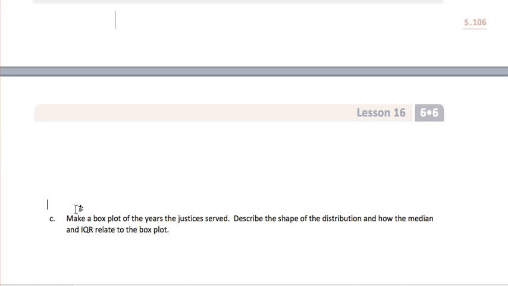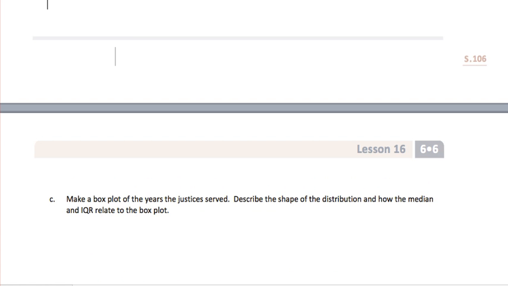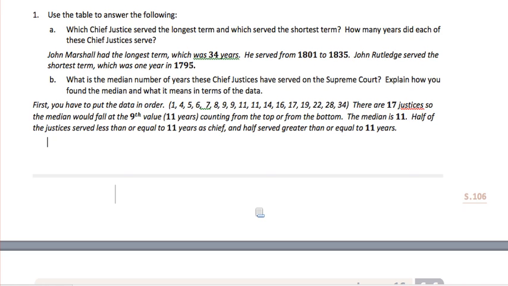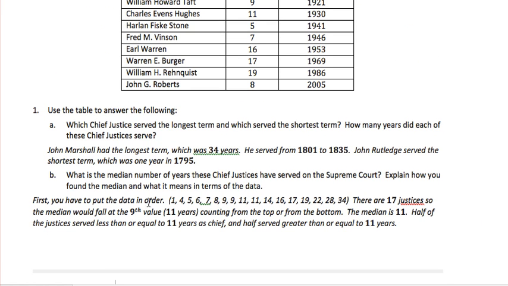From that, we'll need to make a box plot of the years the justices served. And then we'll describe the shape of the distribution and how the median and the interquartile range relate to the box plot. So in order to make the box plot, we're going to need to find the median of the first half of the data, which remember we call the first quartile, and we'll have to find the median of the second half of the data, which remember we call the third quartile.